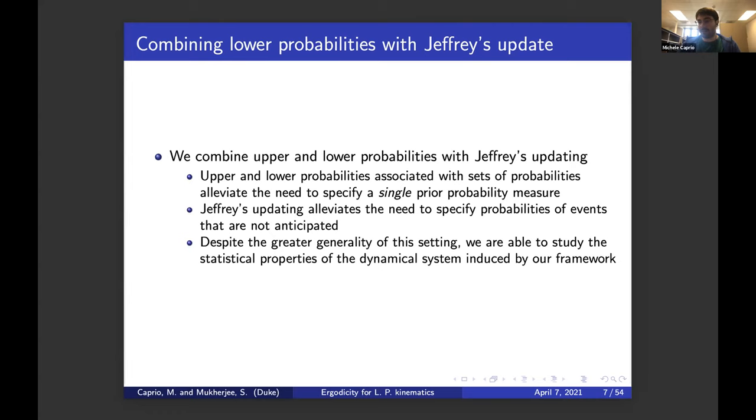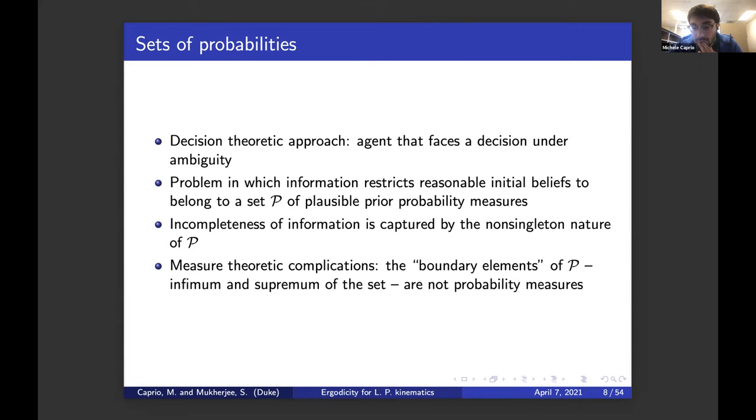Sorry, yes. Not anticipated, do you mean like zero measure?